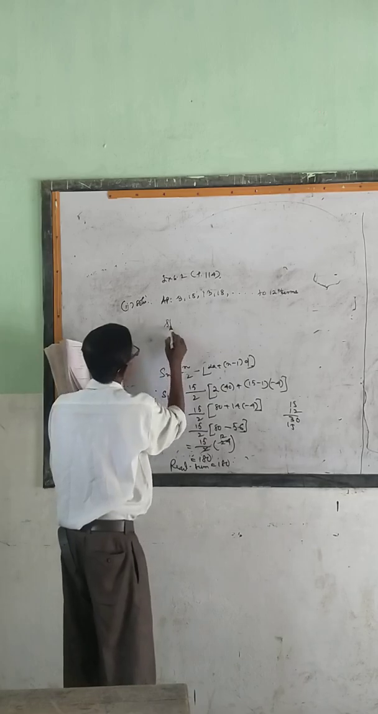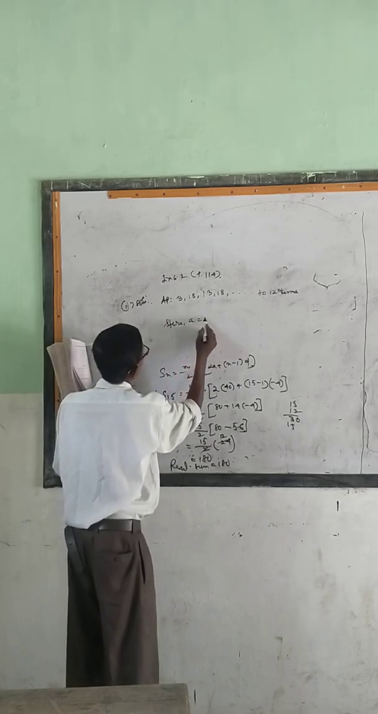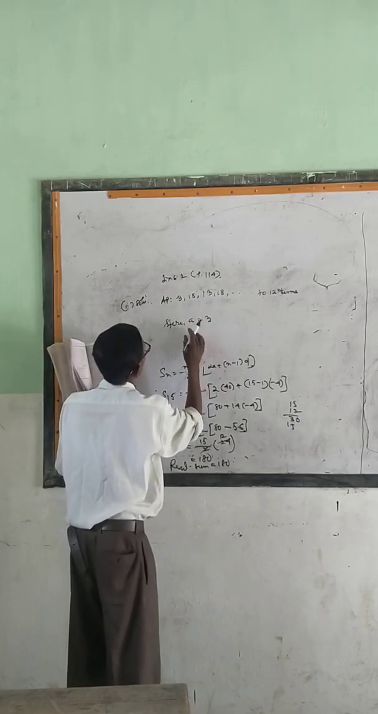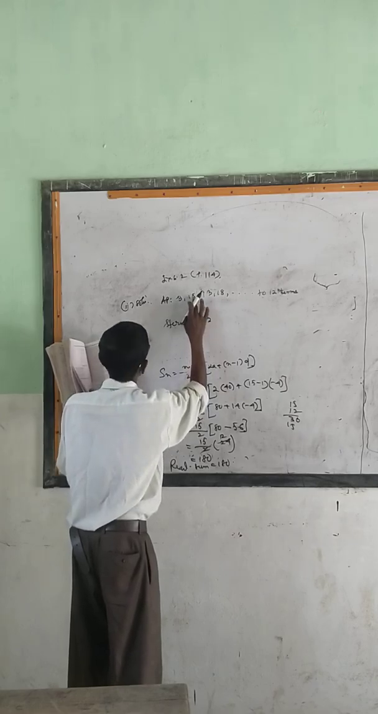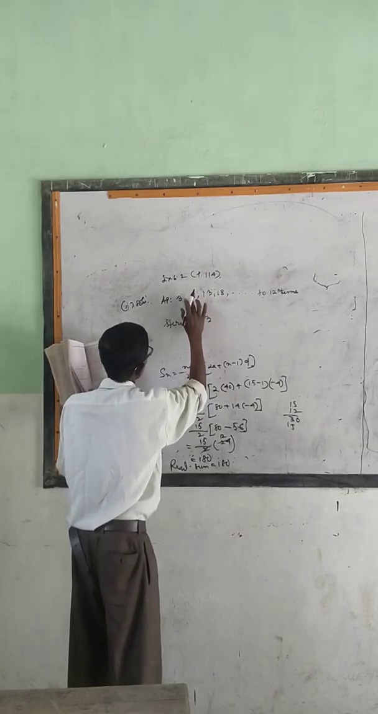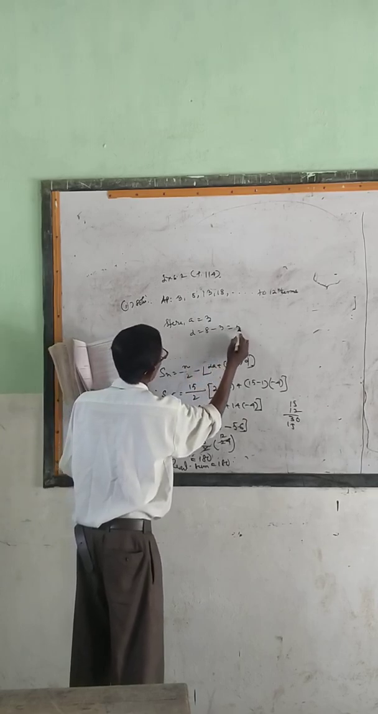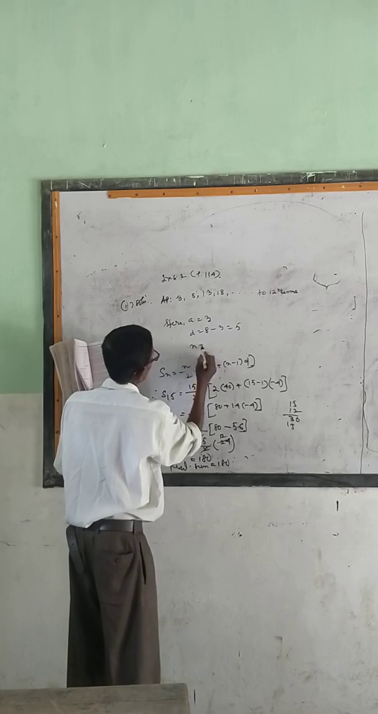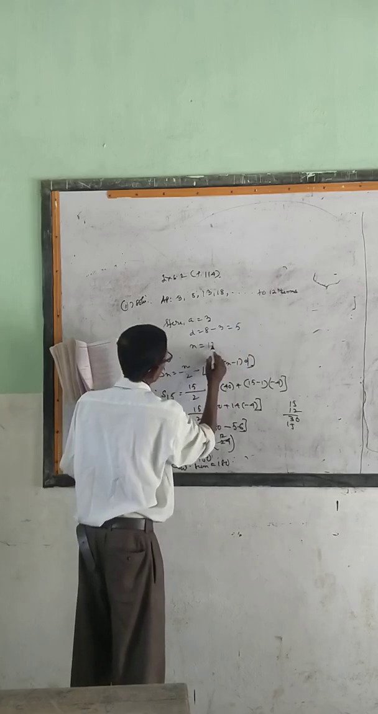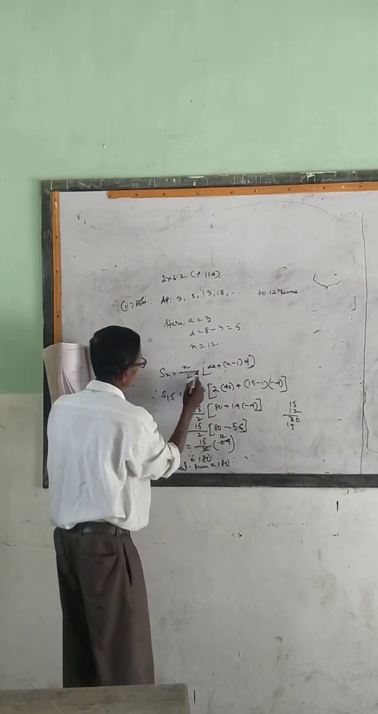So here, A is how much? A is 3. See, I have a mistake here. It should be 8. It is 8. D means I divided 8 minus 3, 5. So N equal to how much? This is 12. Just now we have done a formula.